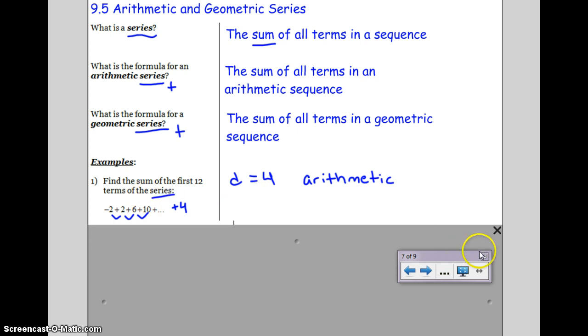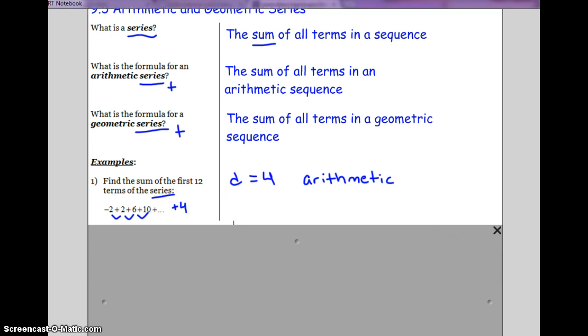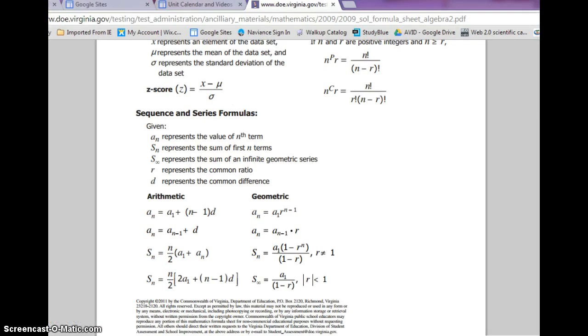but now we are going to add up all those terms, which makes it a series instead of just a sequence. When you look at your formula sheet, down here you'll notice here are all of our arithmetic formulas. For a sequence, we use this first one. For series, we can use one of these two last ones. Remember, n is how many terms we have. In the example we are doing, we have 12 total terms.